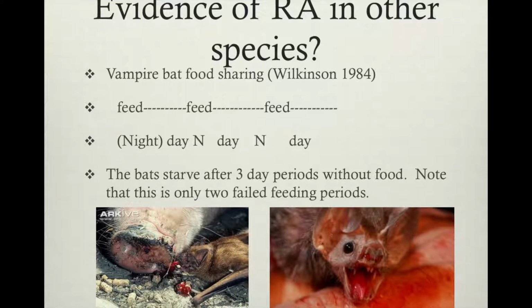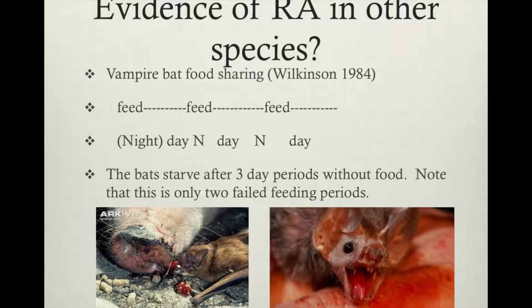When they bite, they inject a little bit of anesthetic and an anticoagulant so that the blood flows more freely. When they've had enough, there's a coagulant that allows the blood to clot. They roost during daytime periods, so they feed at night, roost day, feed night, roost day. They will starve to death if they go 3 day periods without food. So 3 days of roosting can only come out to 2 missed feeding attempts.